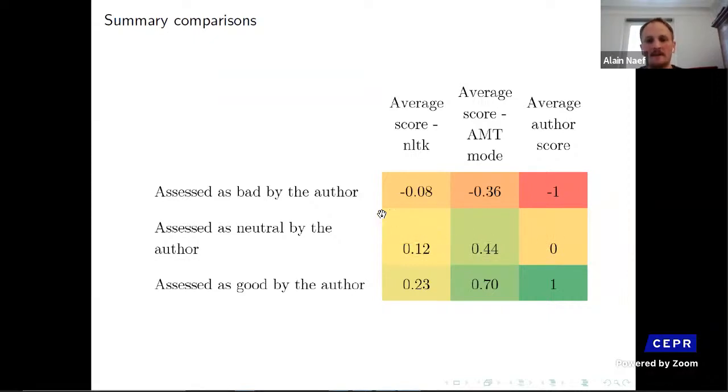And then I'm comparing this with the results of the algorithm and the results of mturk. What I like in this table is that when I'm in negative territory, the other two are in negative territory, and that doesn't happen in any of the other situations, right? And on the neutral part, when I assess something as neutral, mturk people are more optimistic than me, but they're still less optimistic on average than when they're assessing a good text, right?